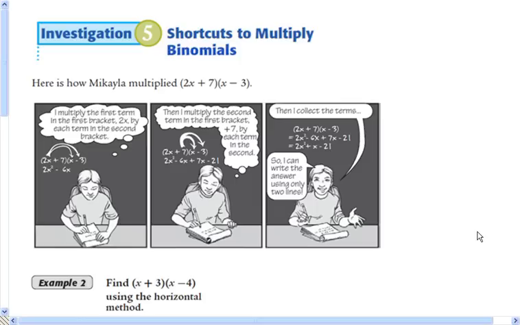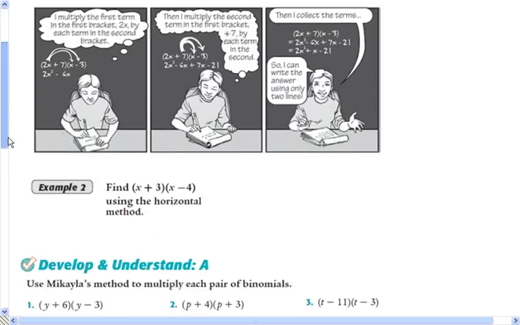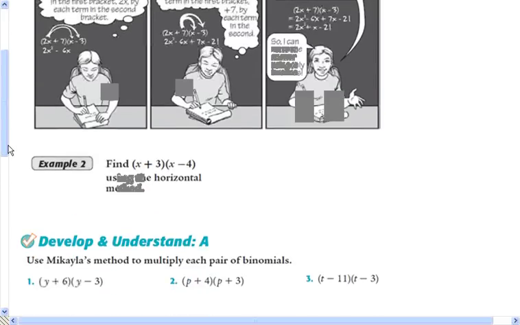So Michaela here, she noticed that one way you can multiply binomials is to multiply the first term in the first binomial by both of the terms in the second binomial. And then take the second term in the first binomial and multiply it by each of the two terms in the second. So there's 4 multiplications, which is normal. And so I'll just give you an example of how that works here.